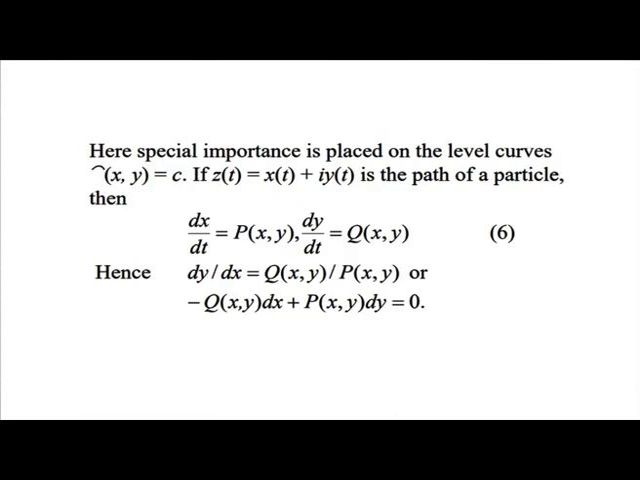So, here special importance is placed on the level curves psi of x, y is equal to C. If z of t is equal to x of t plus i y of t, where t is a parameter, represents the path of a particle, then dx by dt is P of x, y, dy by dt is Q of x, y. Hence, we have dy by dx as Q of x, y by P of x, y, or minus Q of x, y dx plus P of x, y dy is equal to 0.